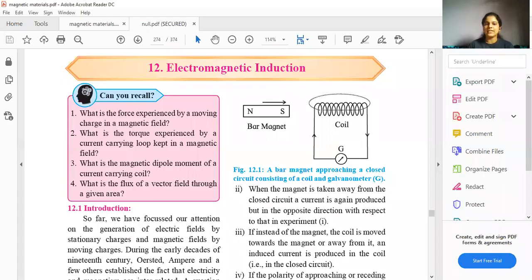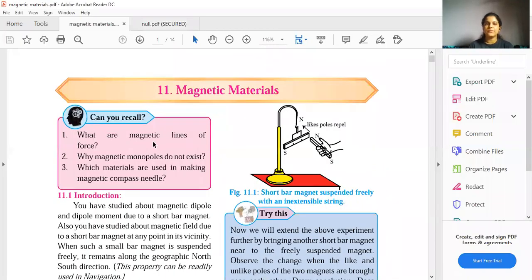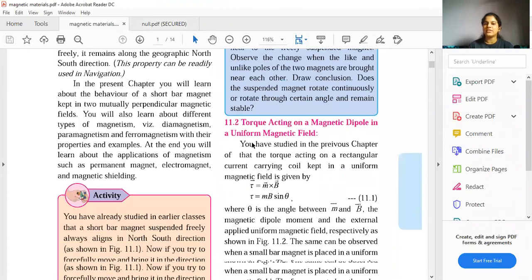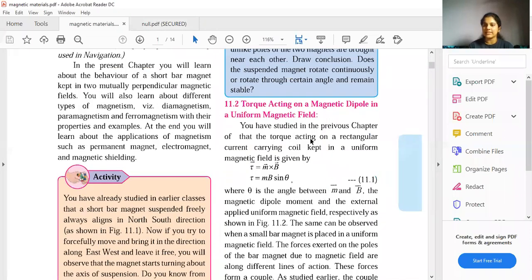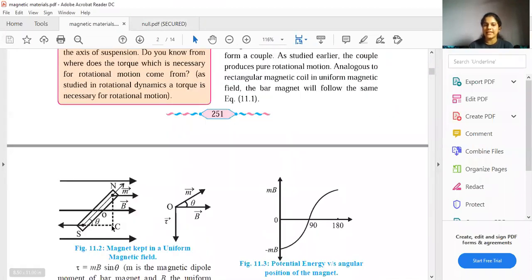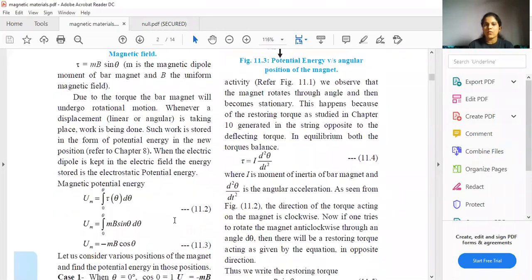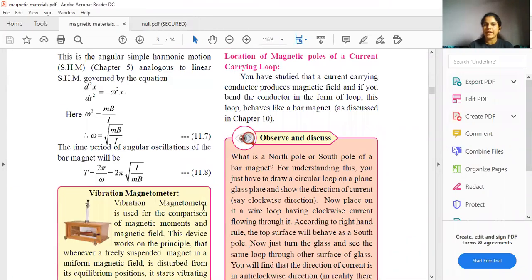Okay, so let us begin. So students, we are discussing magnetic materials. We started with this chapter. The very first thing that we have seen in this chapter is torque acting on a magnetic dipole. There was a derivation. You can see there's a magnet placed in a uniform magnetic field, so a torque acts on this magnet. Okay, fine. So there was this derivation that we had.